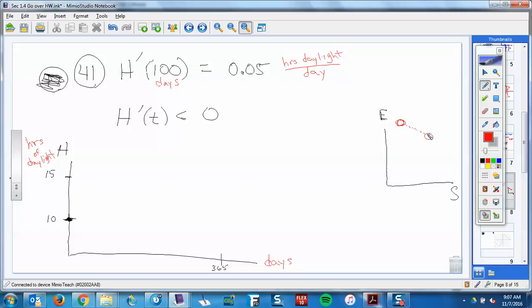The spring starts with an E. The spring equinox. The spring equinox. Now, what's equinox mean? It comes from equal.